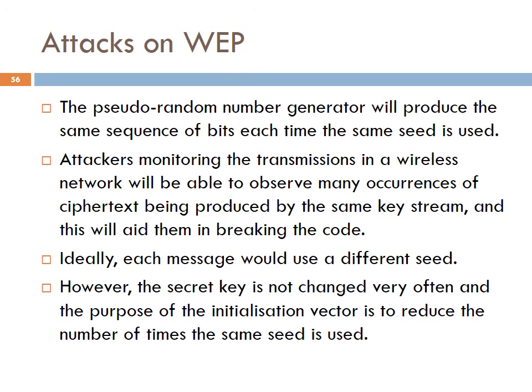The pseudo-random number generator will produce the same sequence of bits each time the same seed is used. Attackers monitoring the transmissions in a wireless network will be able to observe many occurrences of ciphertext being produced by the same key stream, and this will aid them in breaking the code. Ideally, each message would use a different seed. However, the secret key is not changed very often, and the purpose of the initialization vector is to reduce the number of times the same seed is used.